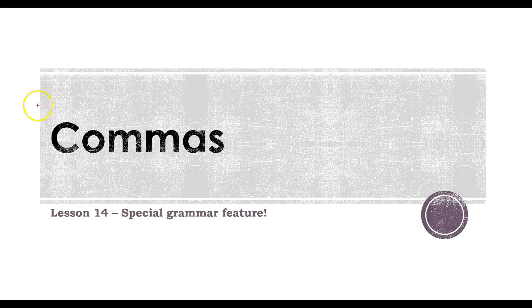Okay, welcome to Lesson 14. This is our special grammar feature for Unit 2. And in this lesson, we're going to talk about everybody's favorite subject, commas. So we have two objectives for this lesson. First, we're going to understand how to use commas effectively.